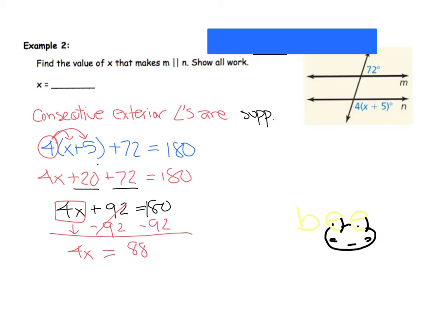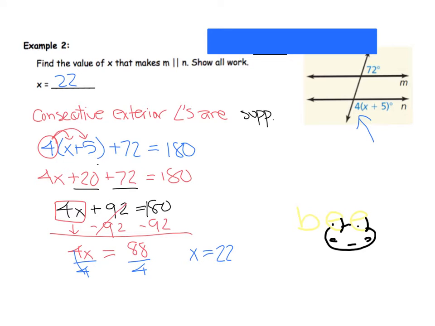Last step is going to be to divide by 4. So divide both sides by 4. We get x to be equal to 22. So x is 22. And now let me take it one step further. What if I actually wanted to know what is this angle? Okay, what is the measurement of that angle?